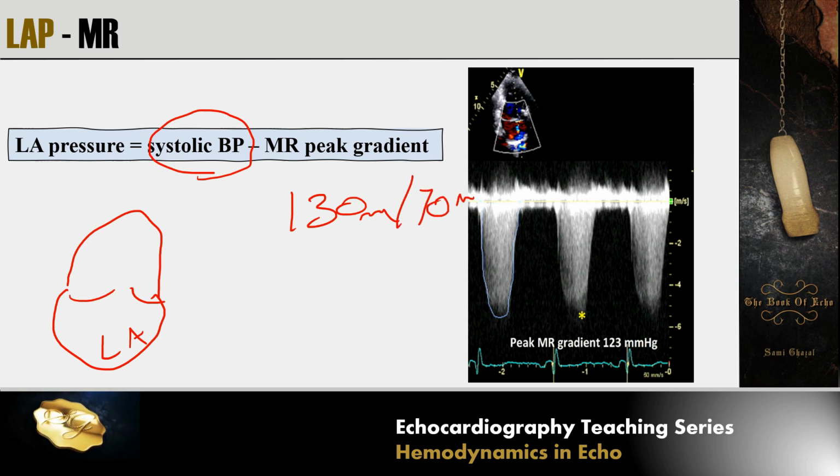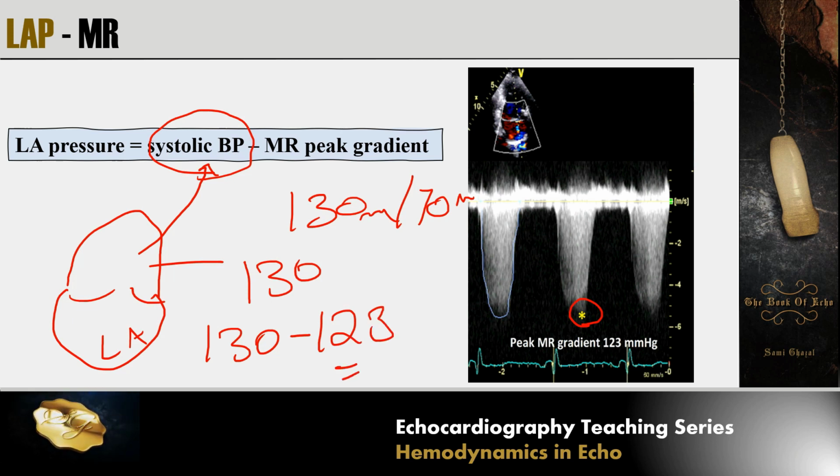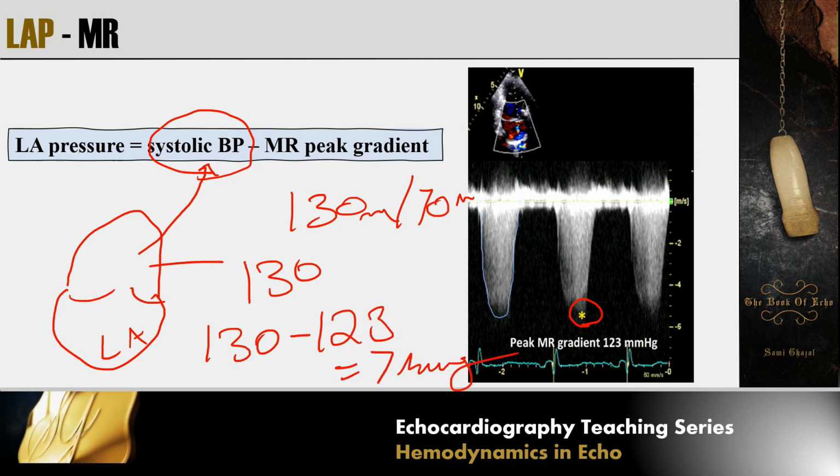Okay, so we know that LV now, in case there is no aortic stenosis, again LV pressure will equal systolic blood pressure. So now LV is 130. The difference between the LV and LA is this MR peak pressure gradient, which is 123. It means that the LA pressure is 130 minus 123 equals 7 millimeter of mercury.